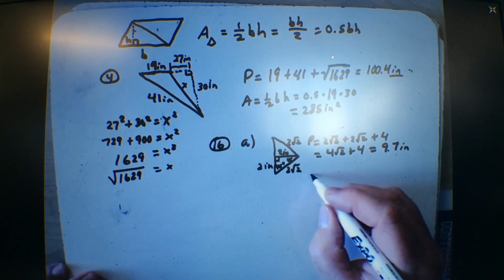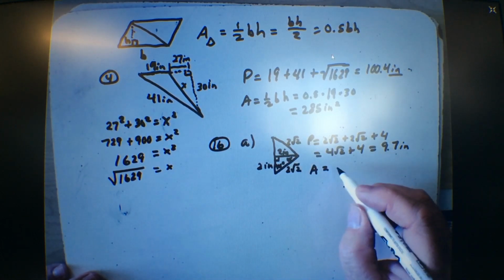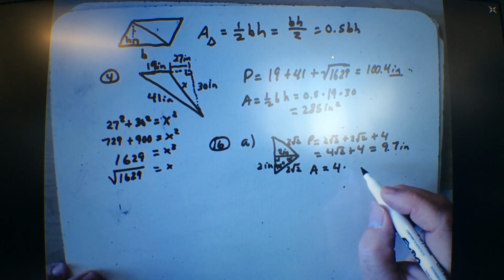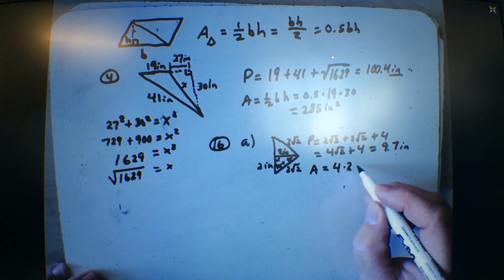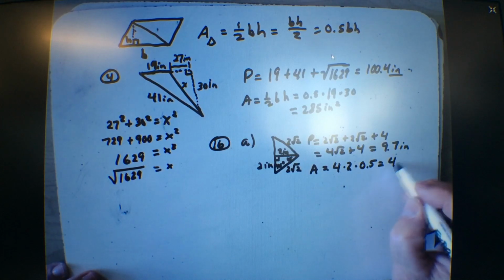All right. Well, good. Now let's find the area. The area is the base, which is what? 4 times the height, which is 2. And then we got to take it times 0.5, right? So 4 inches squared, right?